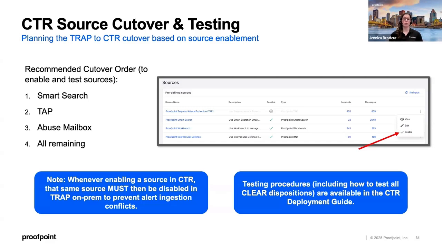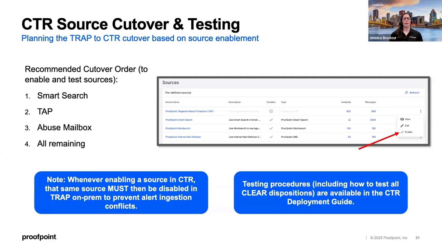So we recommend starting with your smart search source. And the process is going to be enabling the source, in this case, smart search in Cloud Threat Response, and then disabling the equivalent source in TRAP on-prem. So you enable it in cloud, you disable it in TRAP on-prem. Nice, easy cutover, no downtime. I saw that question earlier, no downtime in terms of that migration. And then there is documentation in the deployment guide in terms of how to test each of these sources. So you can enable a particular source, test it, and then move on to the next one.